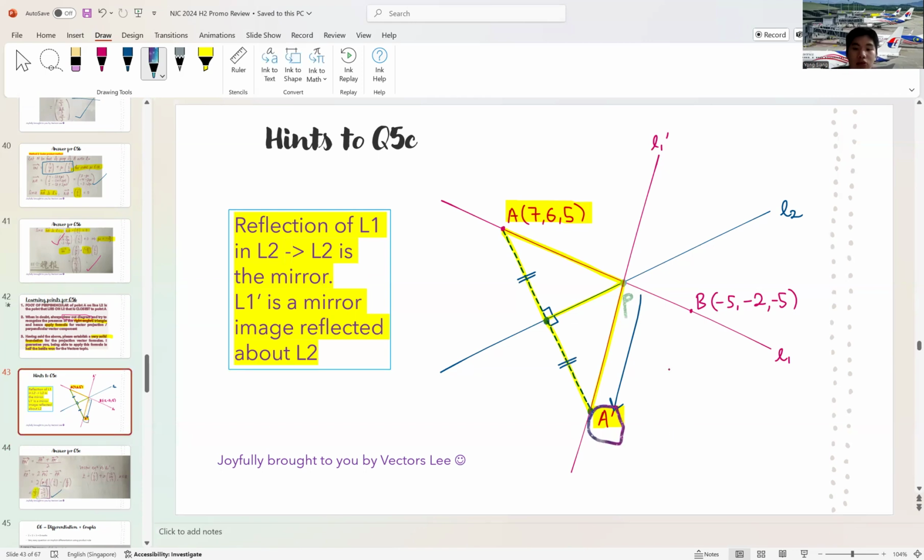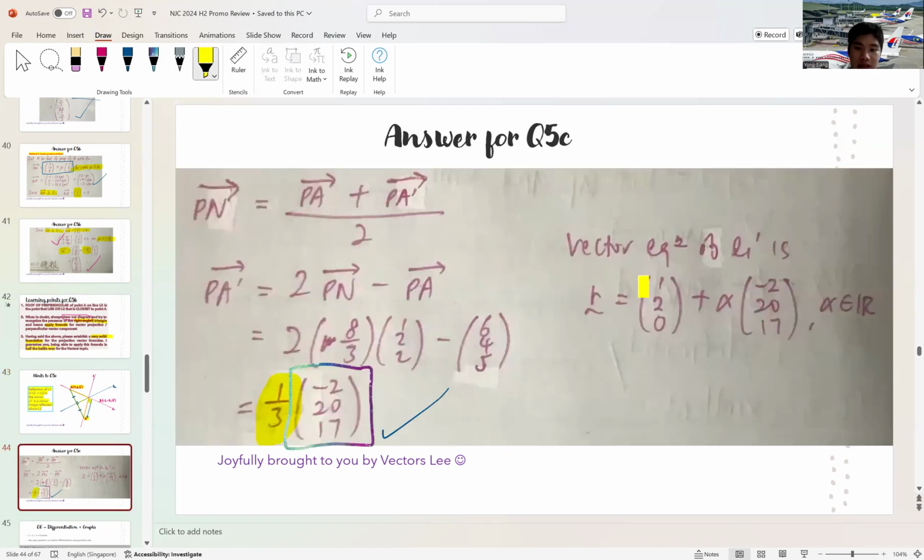Because for a vector equation, what do I need? I only need one fixed point. And if you look carefully, this is already a fixed point that lies on L1 prime. In fact, it is the point of intersection between all three lines, right? Simply because of this special property of the mirror image and the information given in part A. So this is of course the position vector of point P, the position vector of a fixed point on the line.